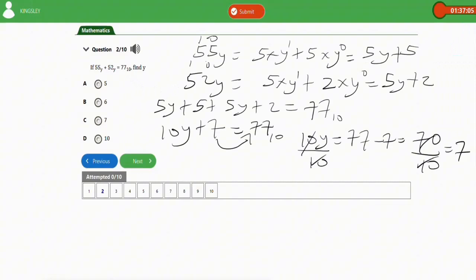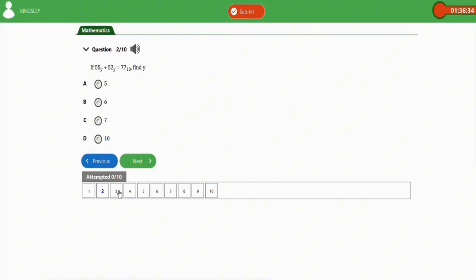So it's as simple as this. Let's wipe this and go to the next question. Alright, so the next question, number 3. We are given this. We are asked to find the value of x in this base expression. So as usual, let's convert everything to base 10.